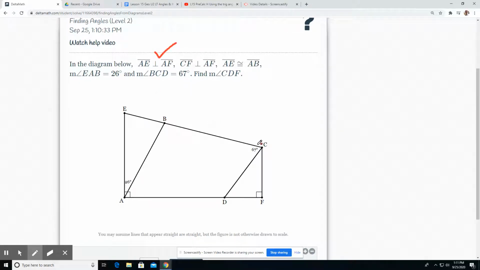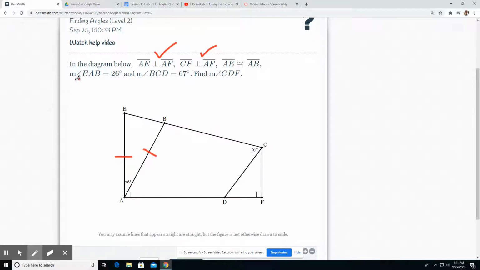CF segment, CF is right here, is perpendicular to AF. They've marked it already, so that's been marked, good. AE segment is congruent to AB segment. So AE, this segment right here, has a hash mark that we use to represent if things match or are congruent or are the same. AE matches AB. So those two are the same.